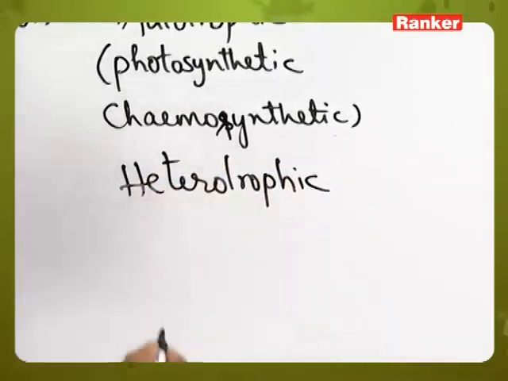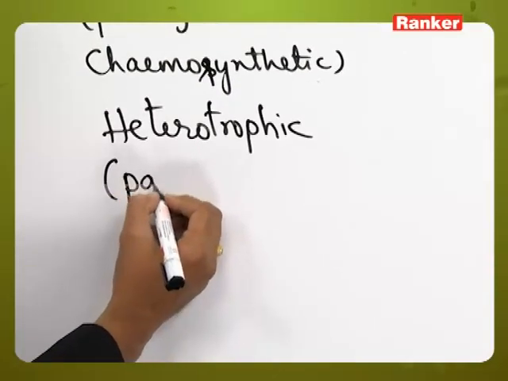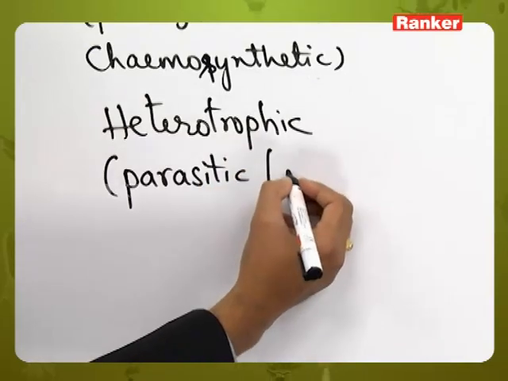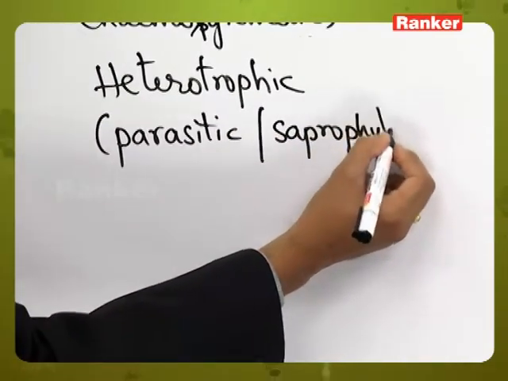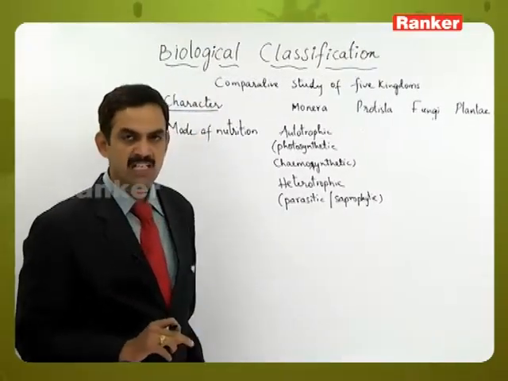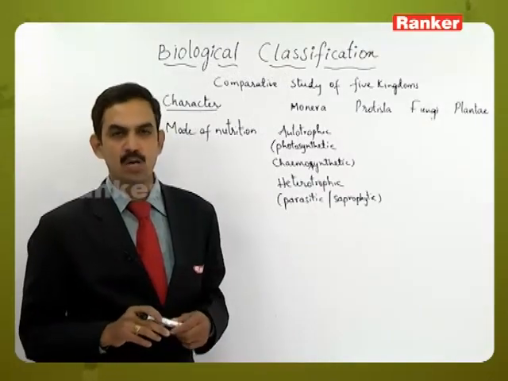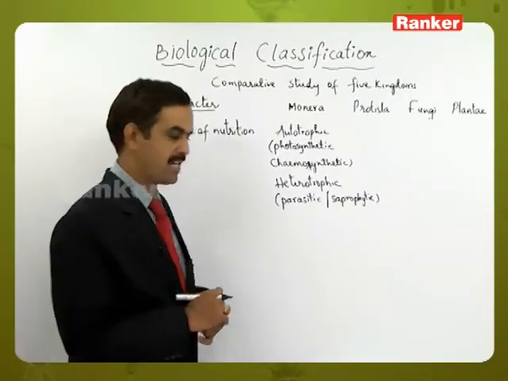When they are heterotrophic, they cannot prepare their own food materials, and they may exist in a parasitic form or some in the form of saprophytes. Parasitic means they derive nutrition from the living host, whereas saprophytic means they derive nutrition from dead matter, that is they depend upon dead and decaying organic matter.